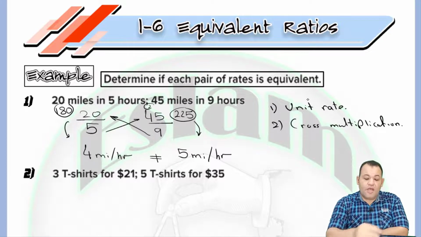For the first way, if the unit rates are equal, then we have equivalent ratios or equivalent rates. For the second way, cross multiplication, if you start from down then going up, 5 times 45, if that's equal to 9 times 20, then we have equivalent rates. If they are not equal, then the two rates are not equivalent.